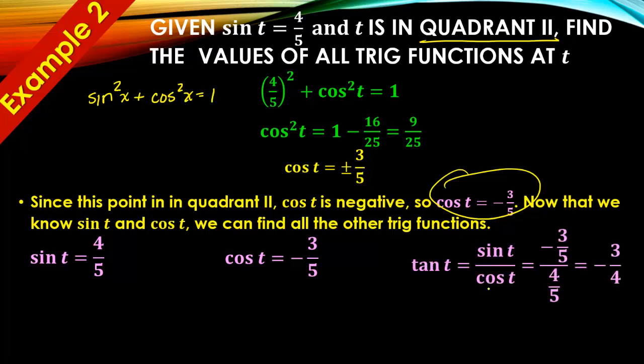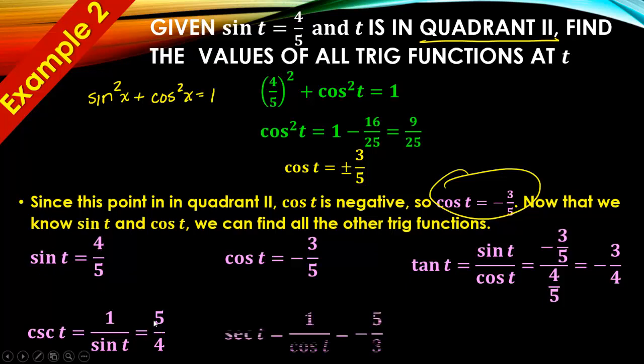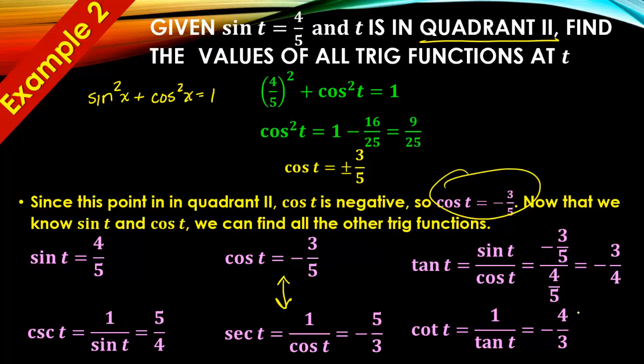Its tangent is sine over cosine, which is 4 over 5 over negative 3 over 5, which reduces to negative 4/3. We have cosecant, which is just 1 over the sine. So if sine is 4/5, 1 over that is 5/4. Secant, the reciprocal identity of cosine, we can just flip it, negative 5/3. And then tangent and cotangent, you're going to do the exact same thing. You're just going to flip it. So negative 3/4 is the tangent, negative 4/3 is the cotangent. So that's part of how you're going to use it.